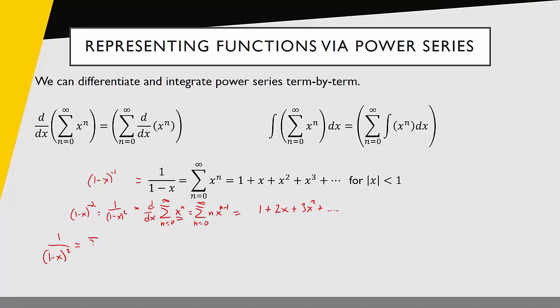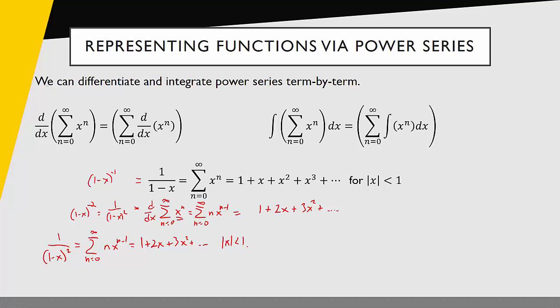Now I know the series for this function is the sum from n equals 0 to infinity of n x to the n minus 1. Or in expanded form, 1 plus 2x plus 3x squared plus dot, dot, dot, when the absolute value of x is less than 1.